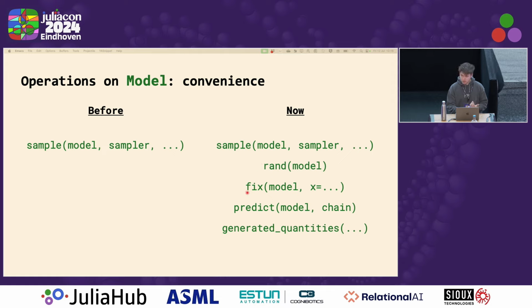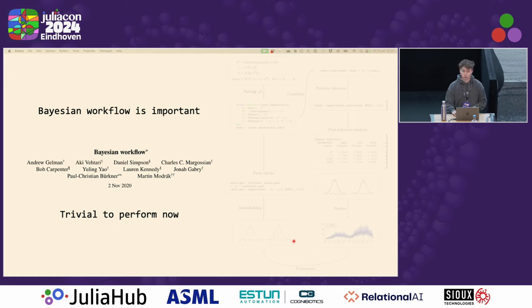You can fix variables like x, for example, which is similar to condition, but the log probability is not included. This is similar to interventions in causal inference. You can call predict to predict from the model, and generated quantities is a way of extracting additional statistics or quantities from the model that you might be interested in, similar to Stan's generated quantities for those familiar with that. These are just lists of operations, but they actually enable some quite useful things.